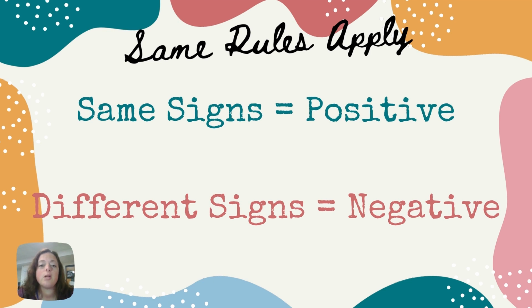If you're multiplying two numbers with the same signs, your answer is positive. If you're multiplying two numbers with different signs, your answer is going to be negative. Keep in mind that if you have an odd number of negatives, like 1 negative or 3 negatives or 5 negatives, your answer will be negative. But if you have an even number of negatives, like 2 of them or 4 of them or 6 of them, your answer will be positive.